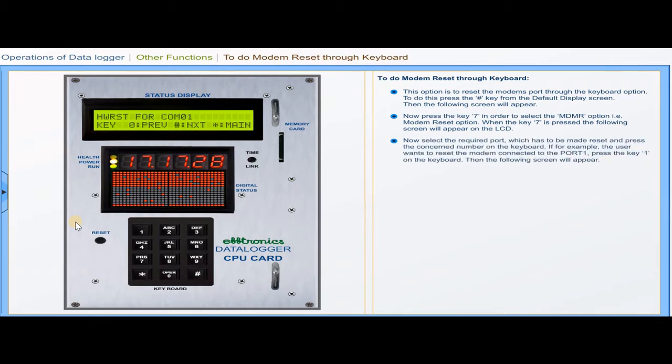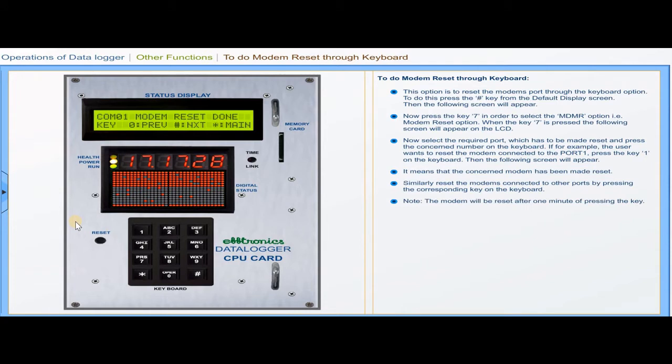Now select the required port which has to be reset and press the concerned number on the keyboard. If, for example, the user wants to reset the modem connected to port 1, press the key 1 on the keyboard. Then the following screen will appear. It means that the concerned modem has been reset. Similarly, reset the modems connected to other ports by pressing the corresponding key on the keyboard. Note, the modem will be reset after 1 minute of pressing the key.